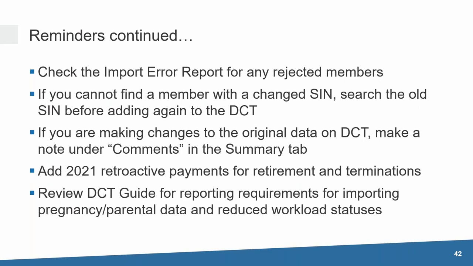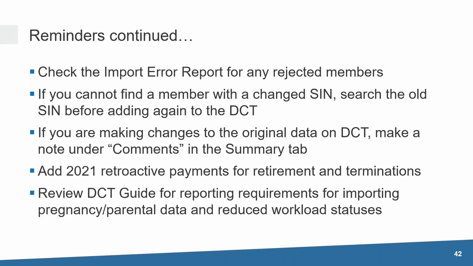Check the import error report for any rejected members. If you cannot find a member with a changed SIN, search the old SIN before adding again to the DCT. If you're making changes to the original data on DCT, make a note under Comments in the Summary tab. Add 2021 retroactive payments for retirements and terminations.